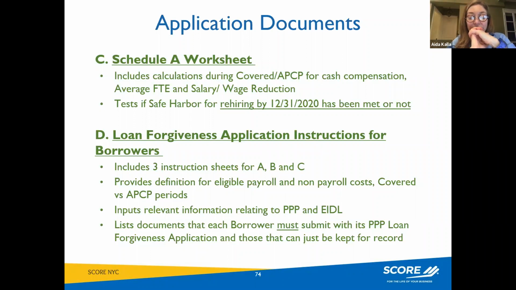All right. Now, loan forgiveness application instructions. This is also a very helpful one. It goes through a lot of information. It also includes information as to whether you received EIDL or not. If you received the advance under the EIDL program, that advance, by definition, will be subtracted from your forgivable amount.